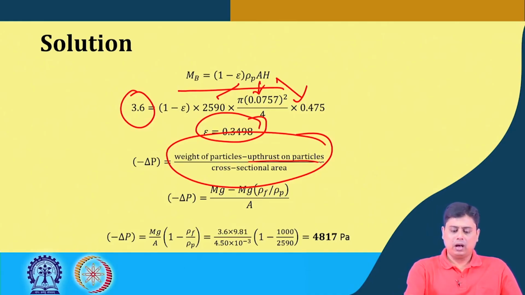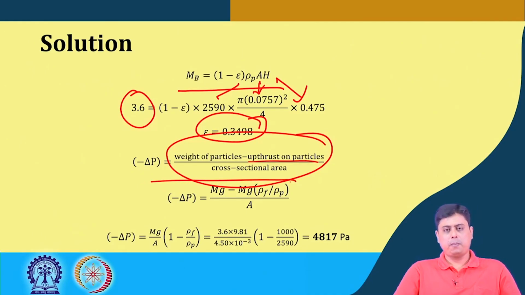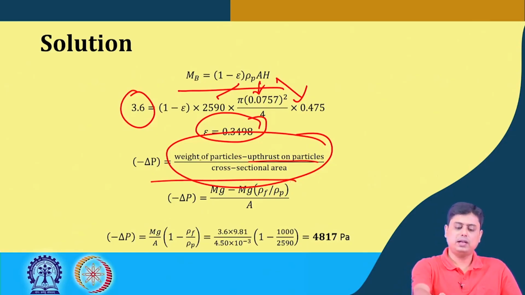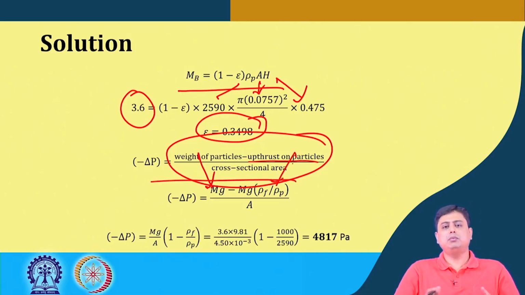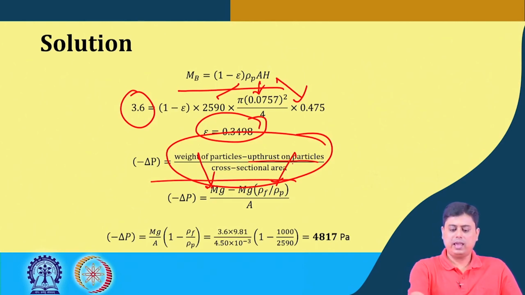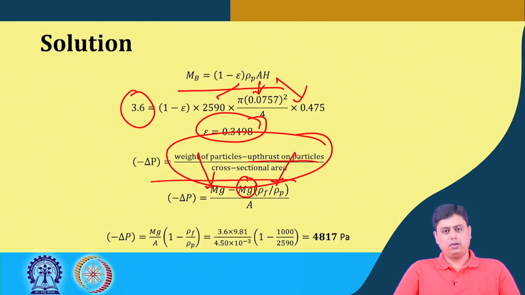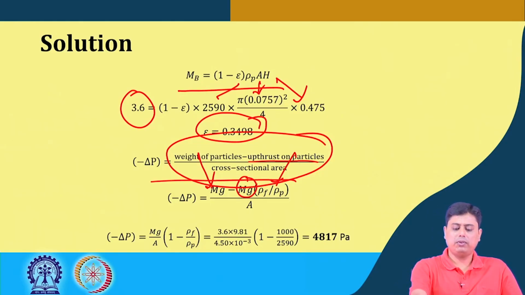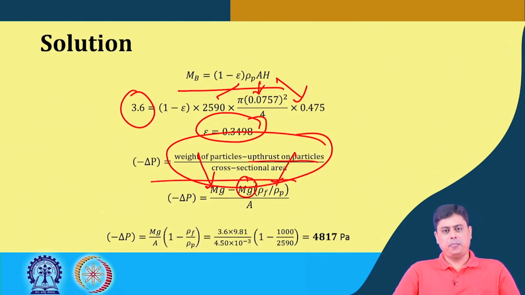So, if we now focus on this expression and write those values, that is the weight of the particle and the upthrust on the particle, which is basically the buoyancy force, that is the weight of the volume of water displaced by the volume of particles. So, this mg actually initially had this rho f. To write that in the form of mg, we have multiplied that with rho p and divided by rho p.